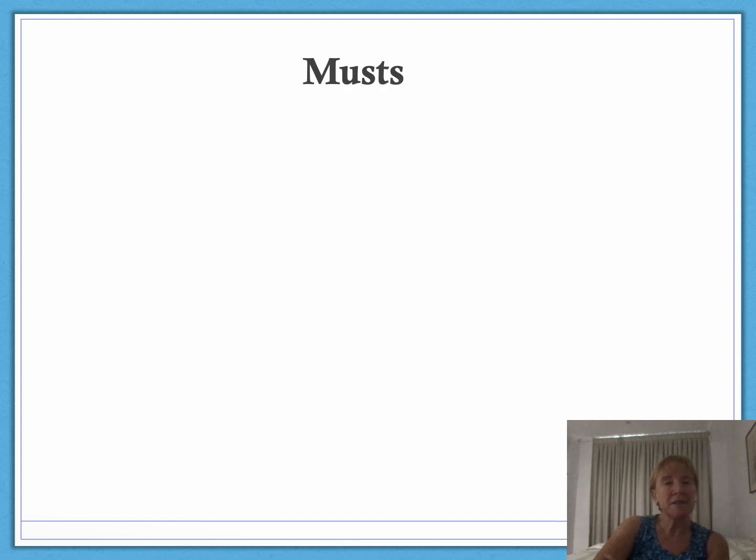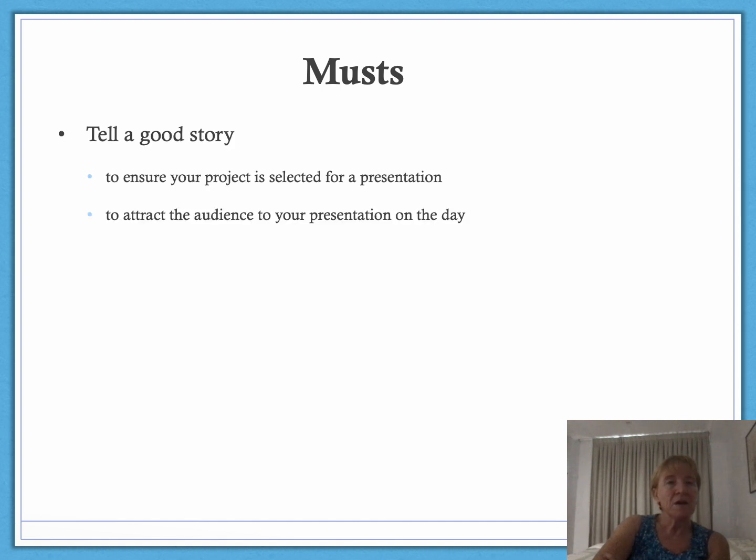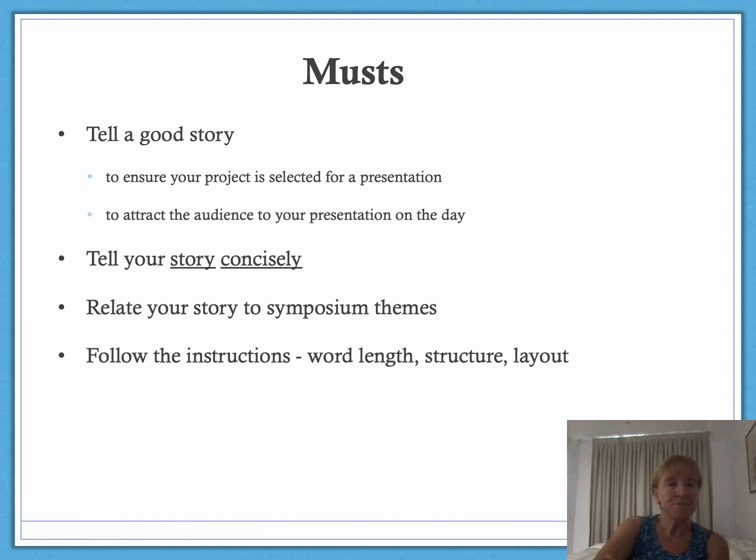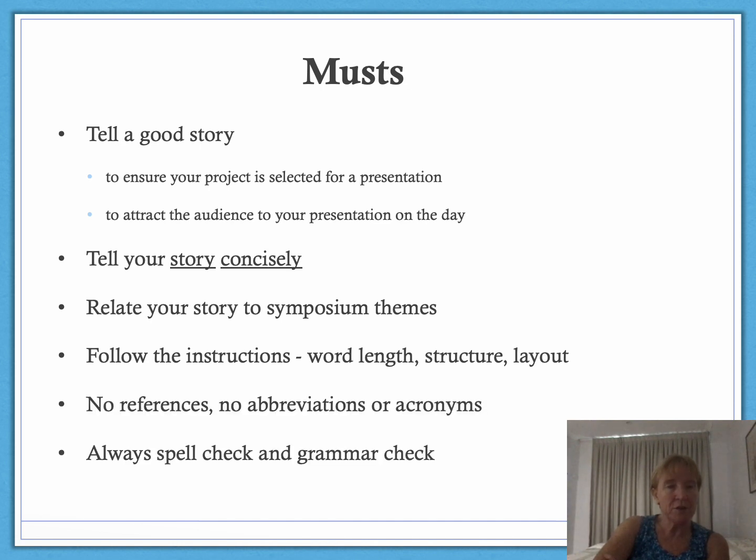So just to go back to the musts again, to remember. Tell a good story to ensure your project's selected for a presentation by the reviewers. Tell a good story to attract the audience to your presentation on the day. Tell your story concisely. Nobody needs the fluff. Relate your story to symposium themes. And again, that's a requirement of the abstracts. Follow the instructions on word length, structure and layout. No references, no abbreviations or acronyms. Always spell check and grammar check. And ask someone who doesn't know the topic to read your abstract.